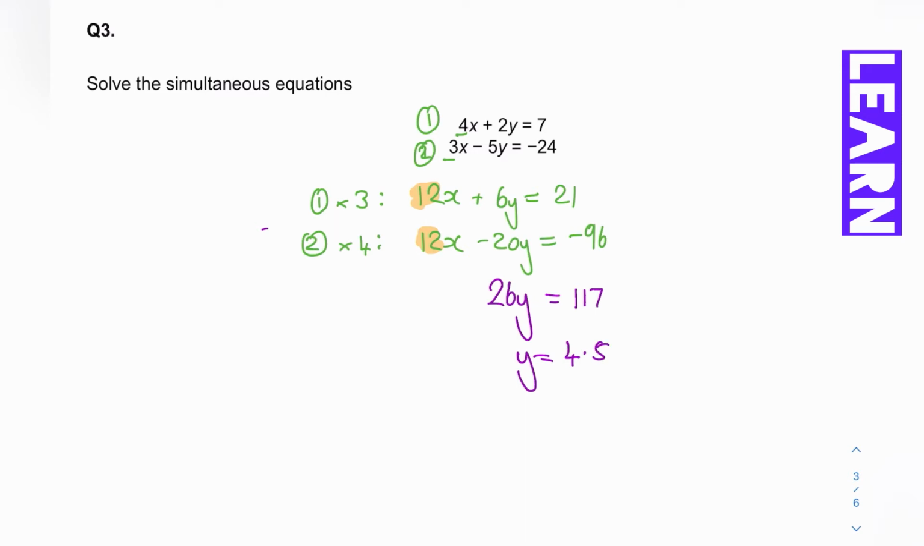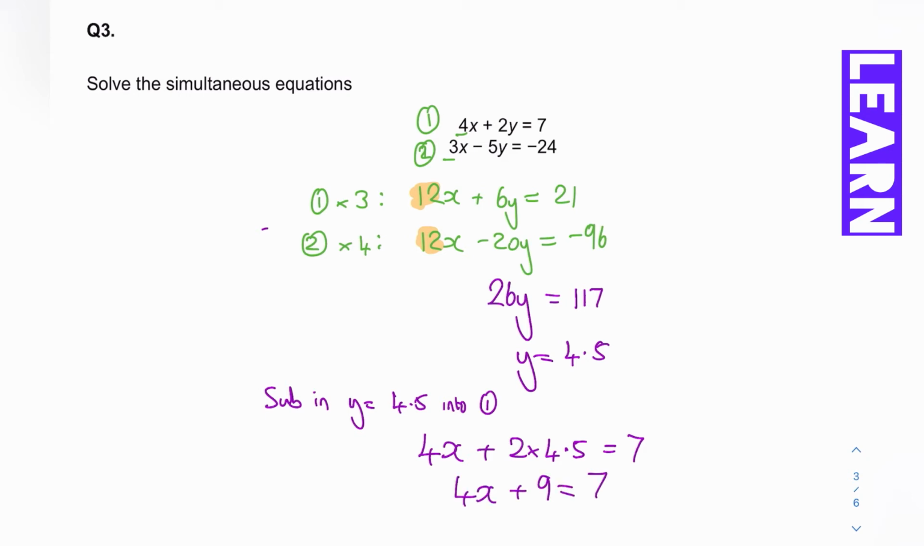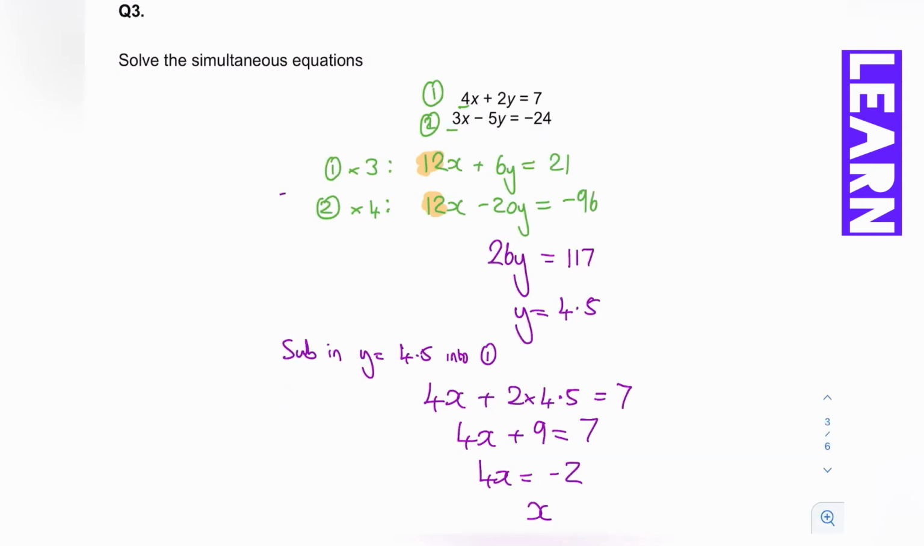Now we've worked out what y is, I'm going to substitute in that value into equation 1 so that I can work out my x. So now I've got 4x plus 2 times 4.5 is equal to 7. So that leaves me with 4x plus 9 is equal to 7. So 4x must equal negative 2 if we subtract 9 from both sides. Then we divide through by 4 to get negative 2 over 4 or negative 0.5.